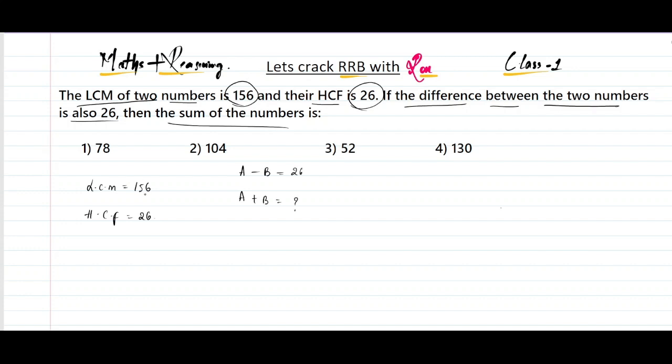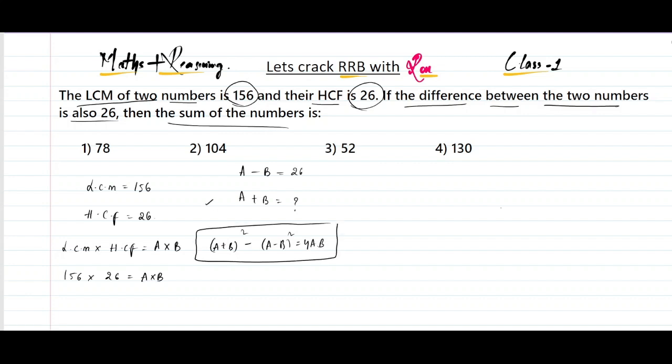See, one method is, you already know, LCM multiplied with HCF equals the product of the numbers, A multiplied with B. So here you will substitute LCM 156 and here you will substitute 26. So here you get A multiplied by B. So you have A minus B and A multiplied by B. You can find A plus B with A plus B whole square minus A minus B whole square equals 4AB. So this is one method of finding the sum of the numbers.